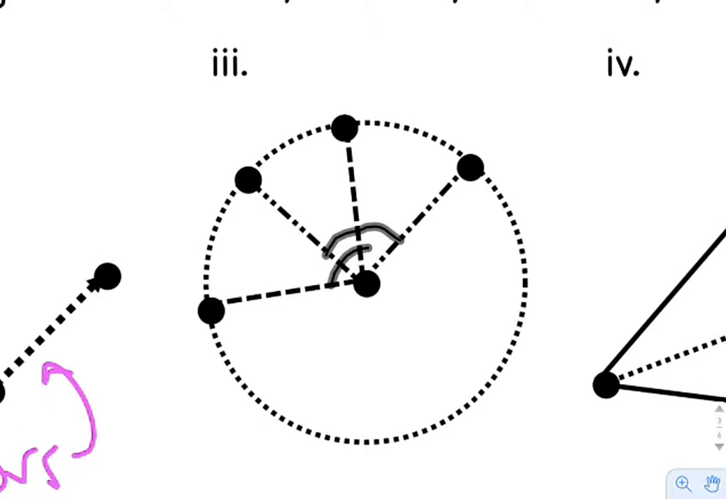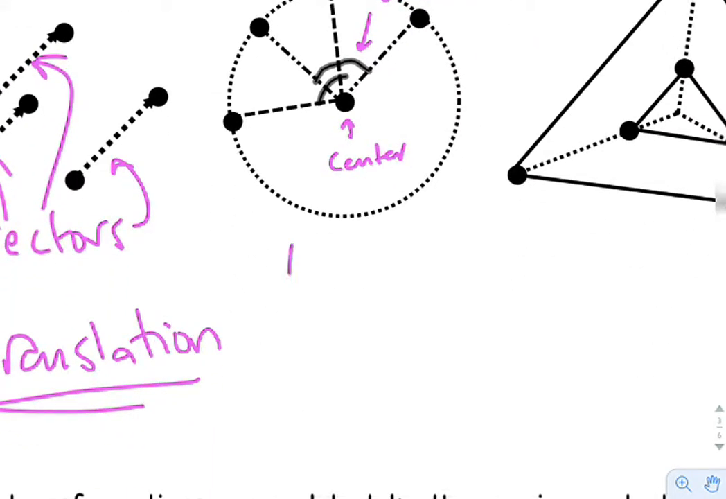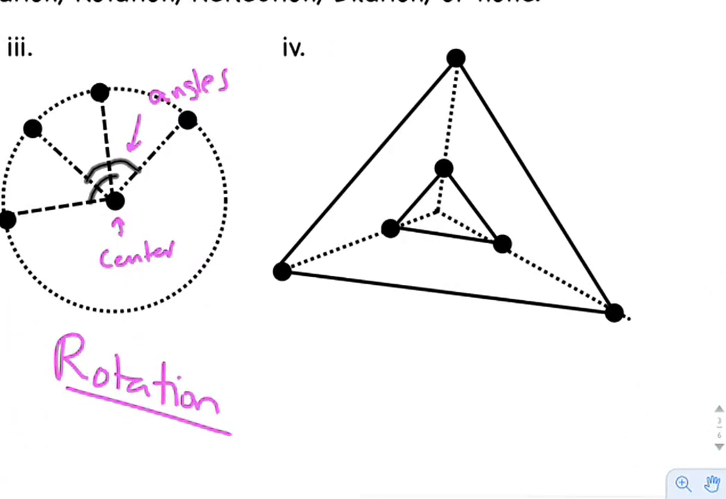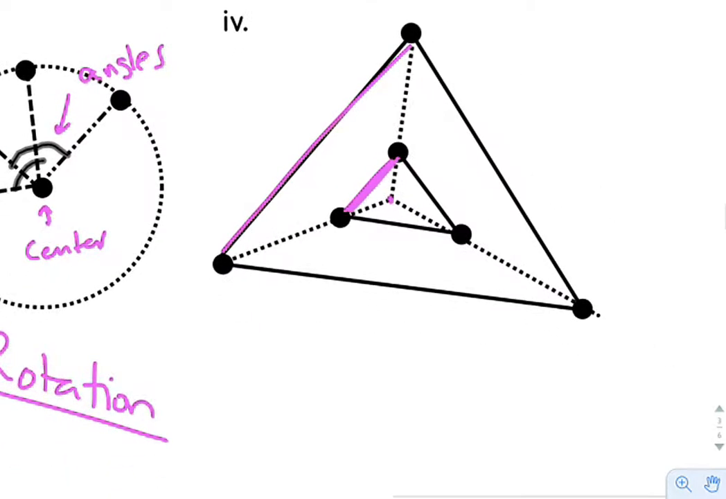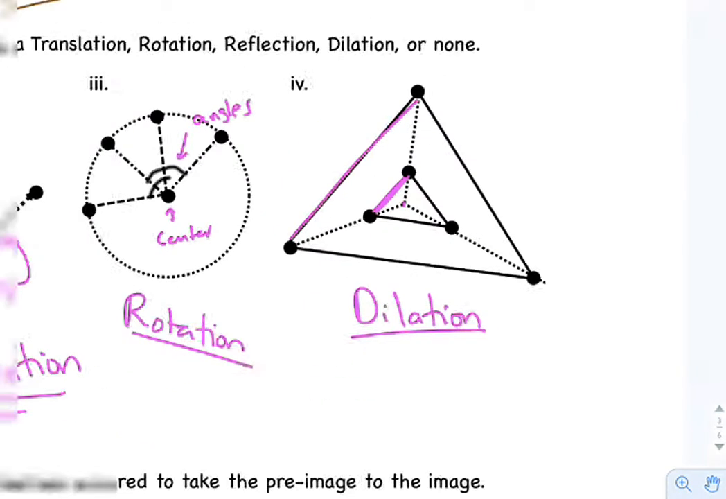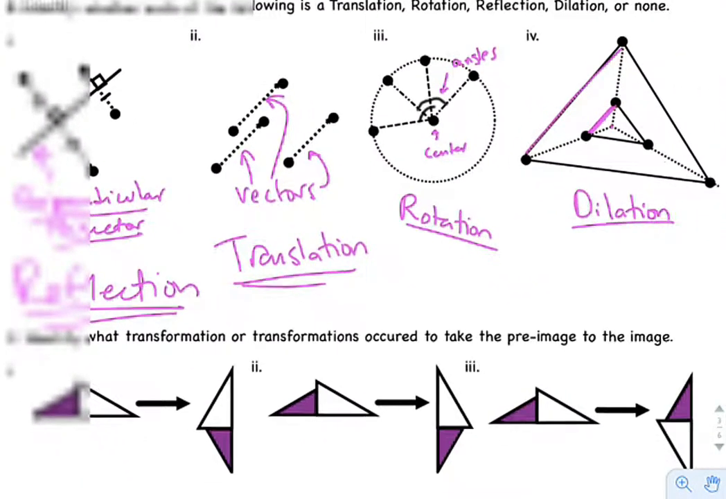Here we have a center, and we have angles. Okay, so if I have a center and I have an angle, that's going to be a rotation. Here I have a center, and I have these getting bigger. Looks like by the same ratio, and I definitely have lines of dilation. So this will be a dilation. It's also the only non-rigid transformation here, so that should be pretty easy to pick out.